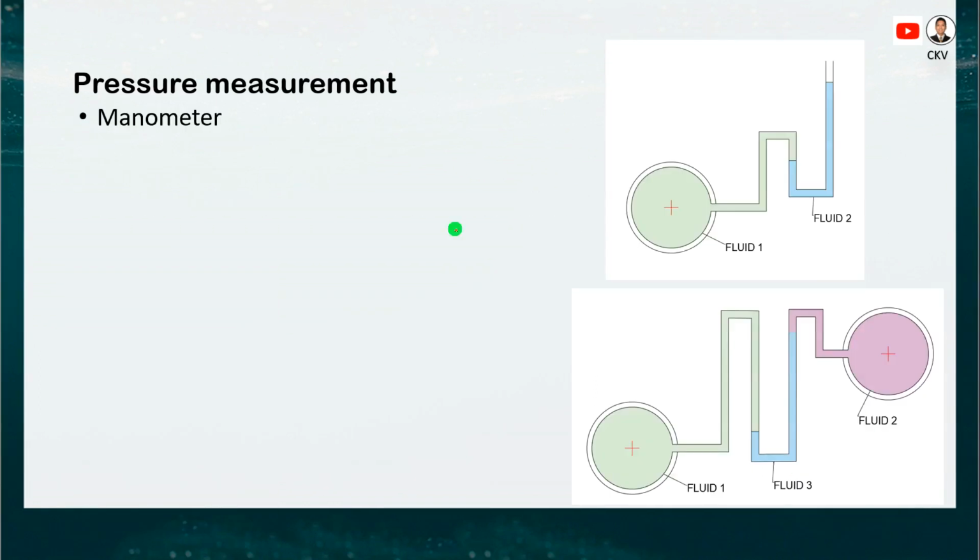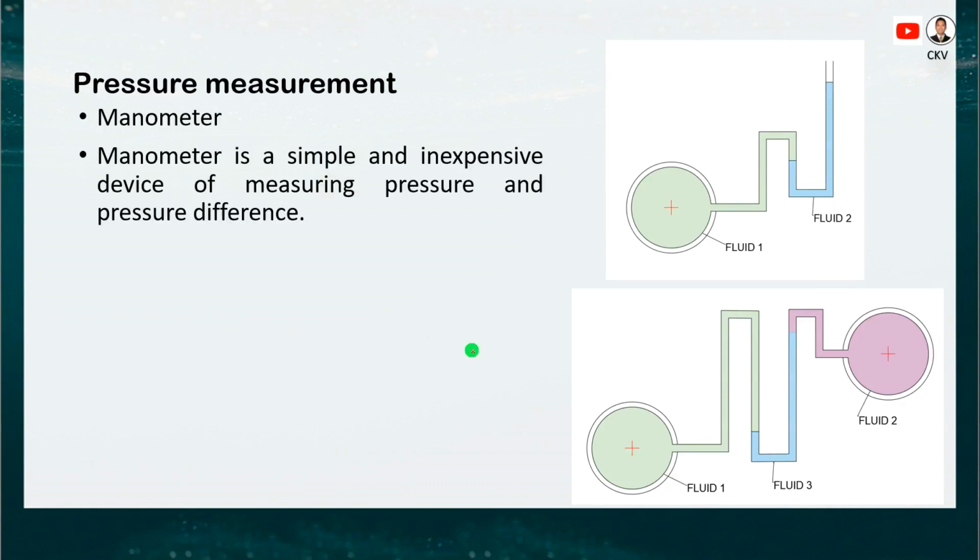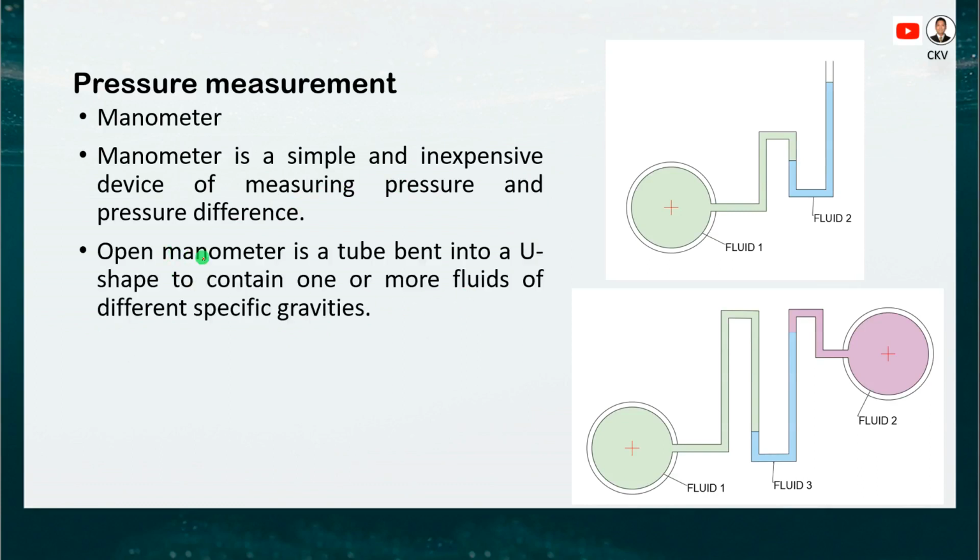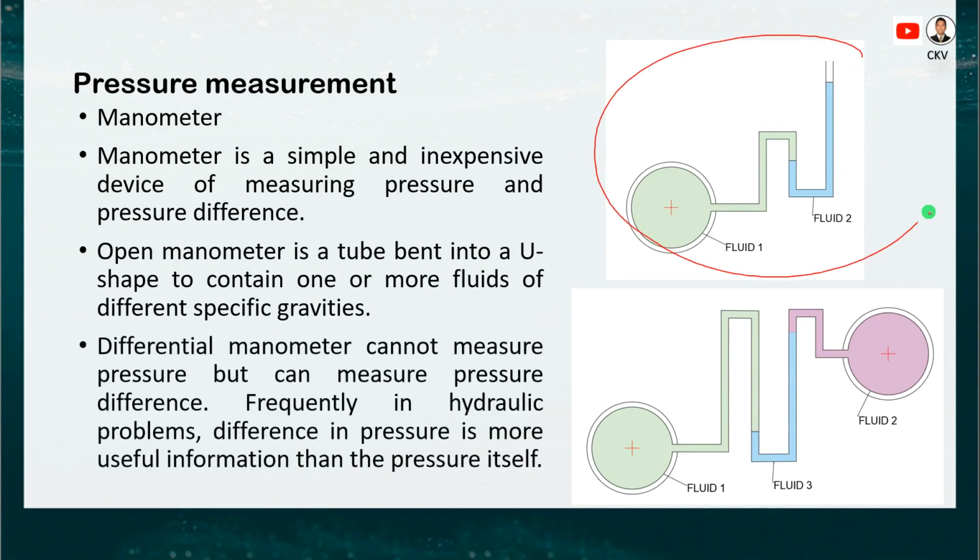The next one is the manometer. Manometer is a simple and inexpensive device for measuring pressure and pressure difference. Open manometer is a tube bent into a U-shape to contain one or more fluids of different specific gravities. So this is an example of an open manometer.